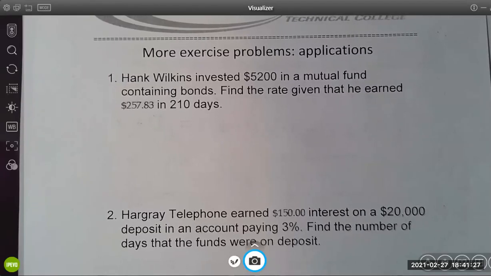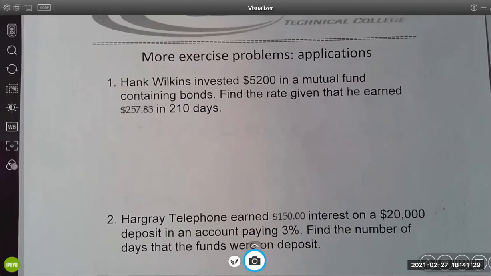Now let's look at our first one. Hank Wilkins invested $5,200 in a mutual fund containing bonds. Find the rate given that he earned $257.83 in 210 days. So what kind of account do we have? We have a simple interest account.